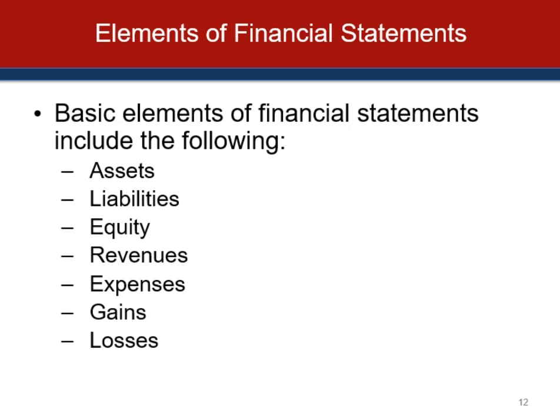Gains and losses. Gains are increases in equity or increases in net assets from peripheral or incidental transactions and events affecting an entity, and from all other transactions, events, and circumstances affecting the entity except those that result from revenues or equity contributions. So revenues are the ordinary activities of the entity. Gains are peripheral or incidental transactions.